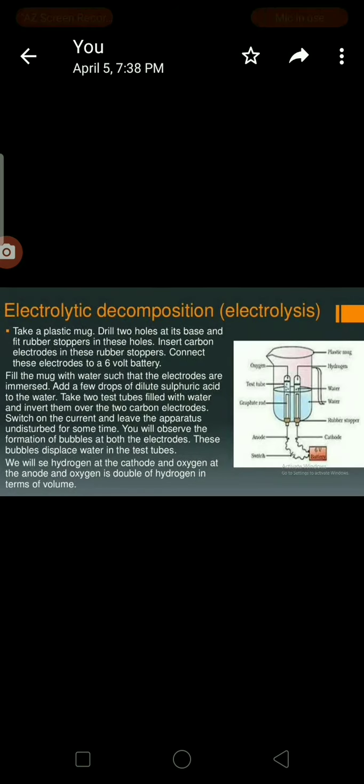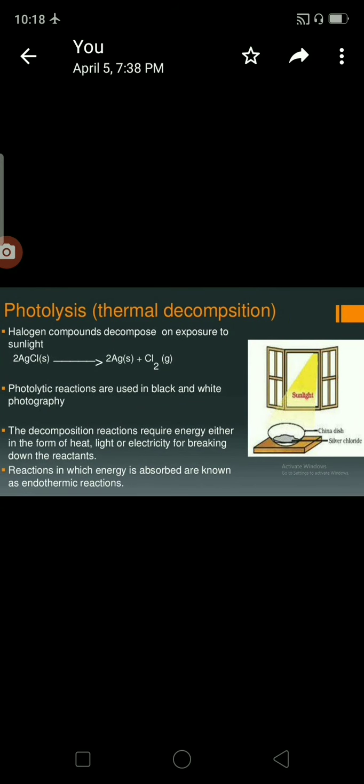And there are types of decomposition. I said that energy may be in the form of electricity, that is called electrolysis. We have water, and when we pass electricity, it separates into hydrogen and oxygen. So here the energy is in the form of electricity, so we can call it electrolytic decomposition. Now the next one is what?